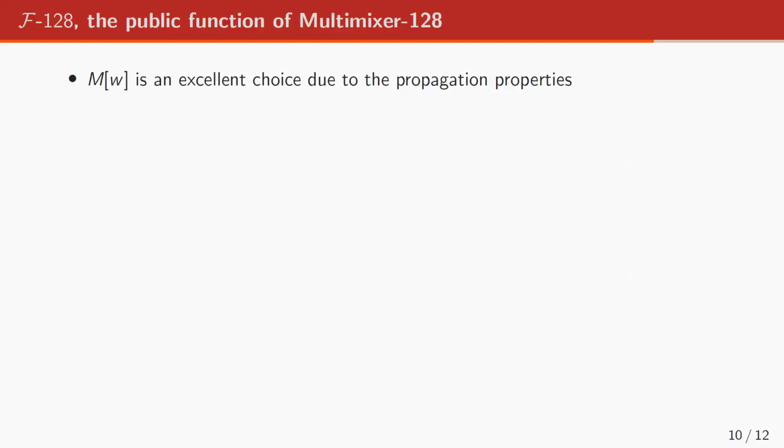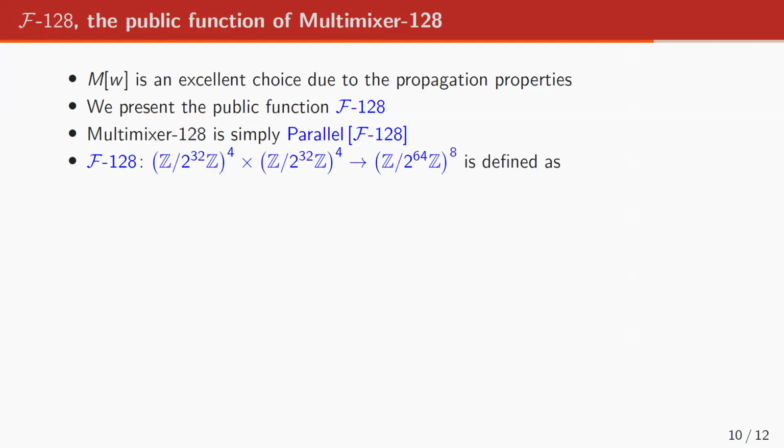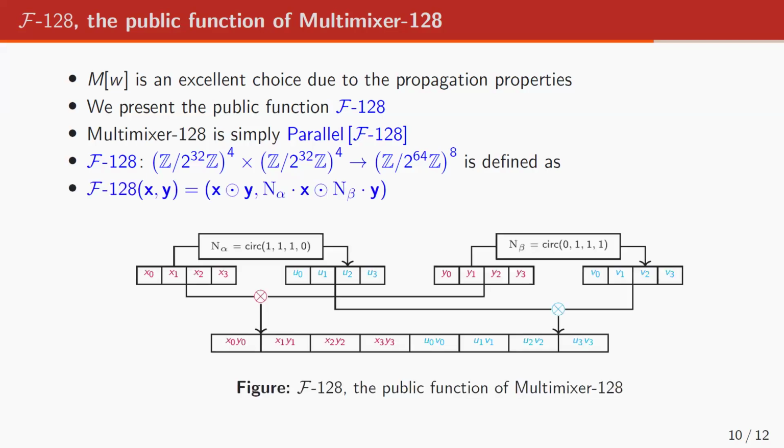So based on our findings, we see that W-bit multiplication is indeed an excellent choice due to its very nice propagation properties. And we present the public function F128 that is based on this W-bit multiplication. Our proposed keyed hash function Multimixer-128 is simply the keyed hash function obtained by parallelizing the public function F128. F128 works as follows. It takes as input 2 vectors of 32-bit integers, and it outputs an 8-component vector of 64-bit integers. It has a very simple expression, which we explain in the figure here.